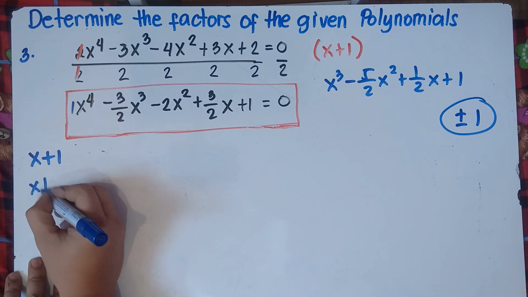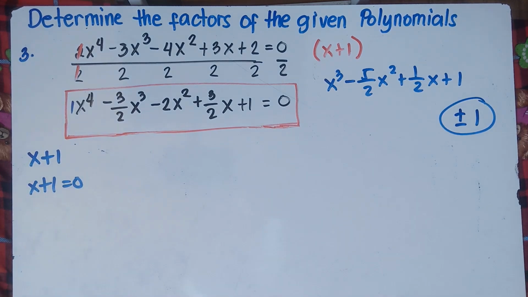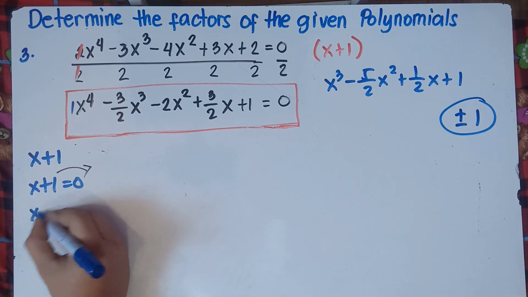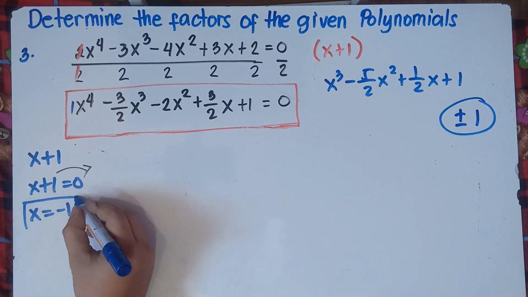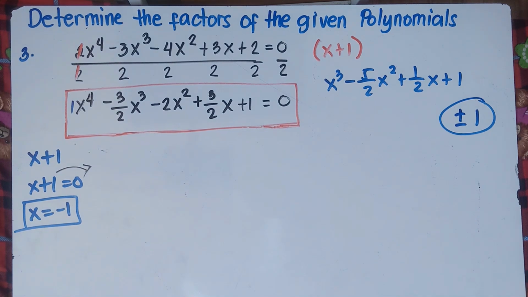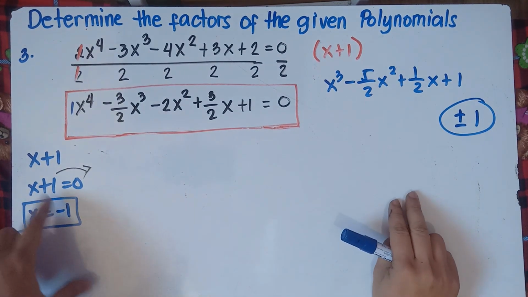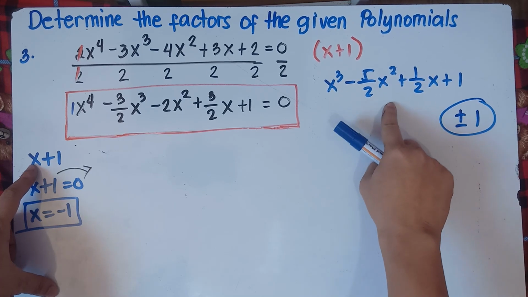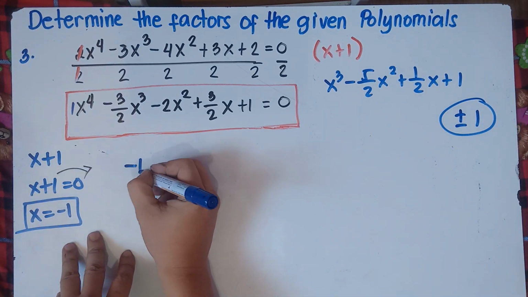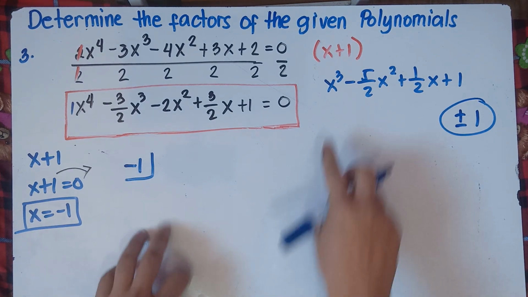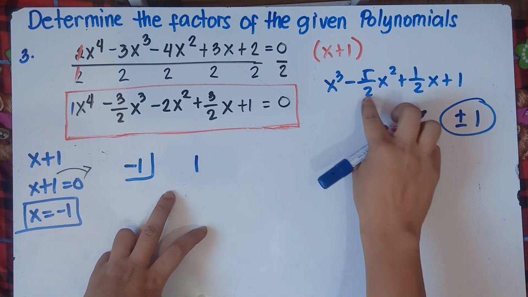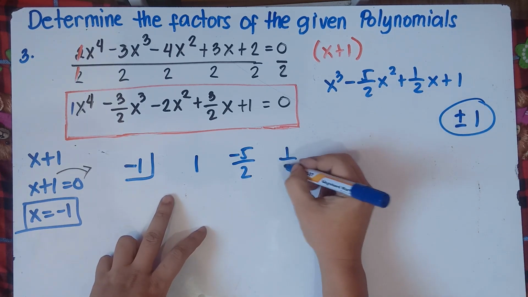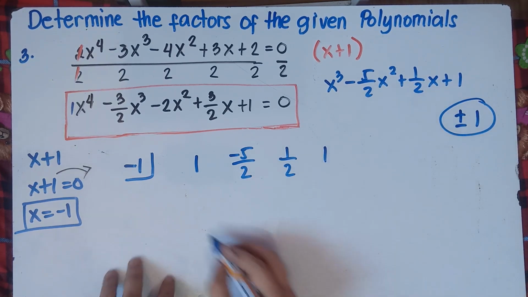So x plus 1 equals 0. To get the value of x, transpose 1 from left to right. This is x equals negative 1. So let's use x plus 1 and check if it is a factor of this given polynomial now. So this will be our second polynomial. So this will be negative 1, and then x cubed, so we have 1, negative 5 over 2, then 1/2, then 1.